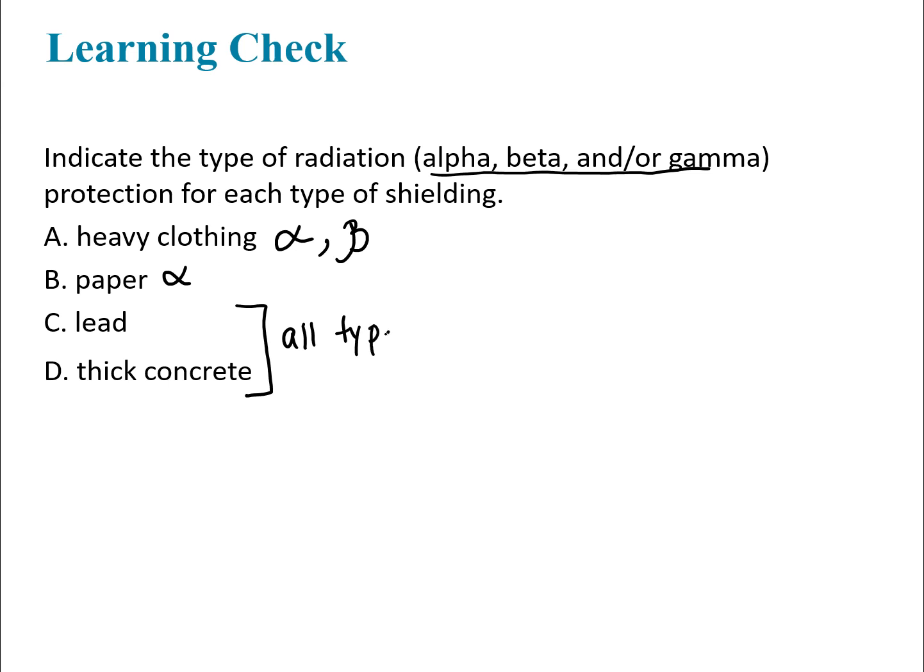So all the types that we've listed: alpha, beta, and gamma. You'll be shielded if you have lead or thick concrete. So this is an example of the type of question that you'll need to do for your homework, or a kind of multiple choice question. So we good on that?